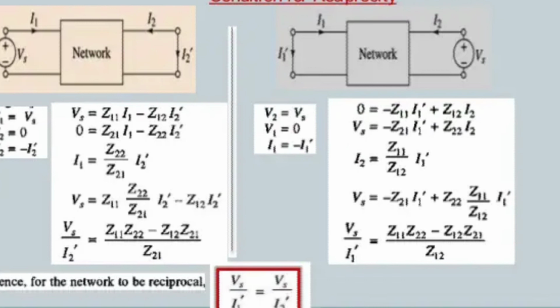So the condition for reciprocity is that Vs by I1 dash should be equal to Vs by I2 dash. Okay. So this is the condition for reciprocity for the Z parameters. We will discuss the next parameters in the next session.